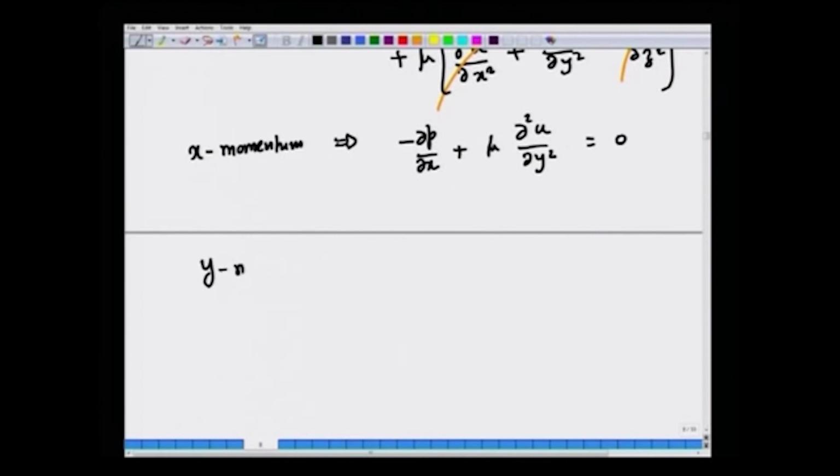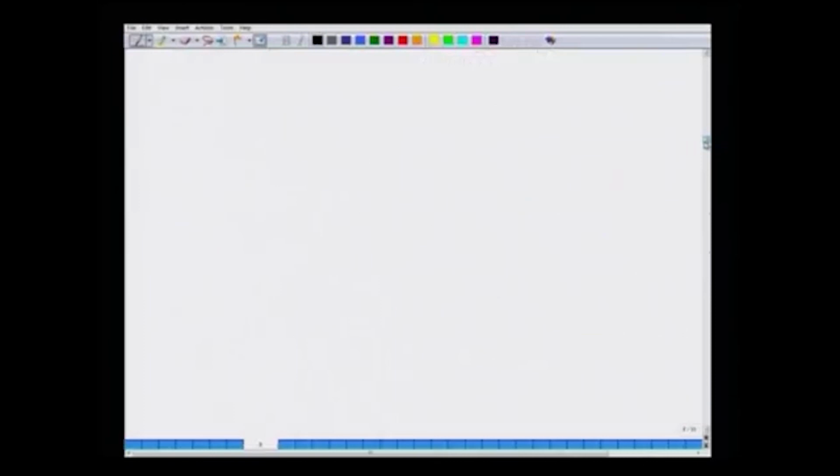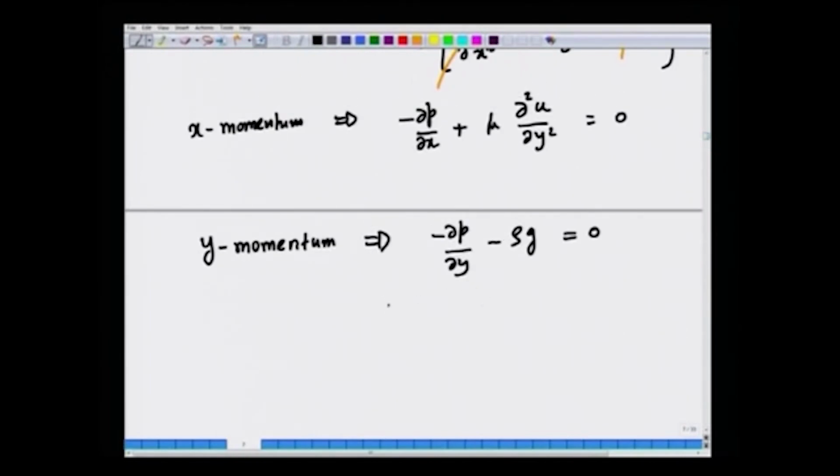Now, the y component of the momentum balance of the Navier-Stokes equation is very similar to the previous problem, so I will not repeat it. It is the same as in the Couette flow problem: partial p partial y minus rho g is 0, because we have pointed the acceleration due to gravity vector in the minus y direction, that is why you have a minus sign here. Now, this implies that partial p partial y is minus rho g.